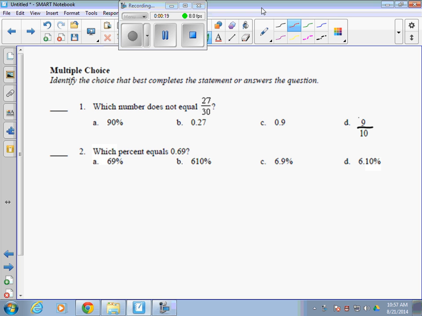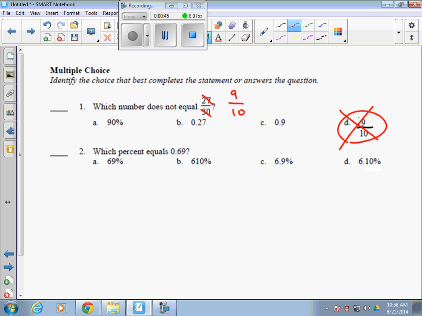Which one doesn't equal 27 over 30? Well, we have to determine that and see what percentage we have out of 27 over 30. If you reduce the fraction, it's a whole lot easier to see. The number 3 goes into 27 9 times, and into 30 10 times. So 9 over 10, you know that that's the same thing as D right here, so that equals it, so that's not going to be it.